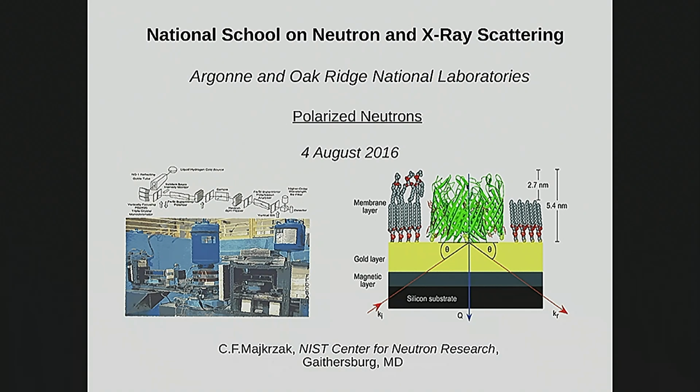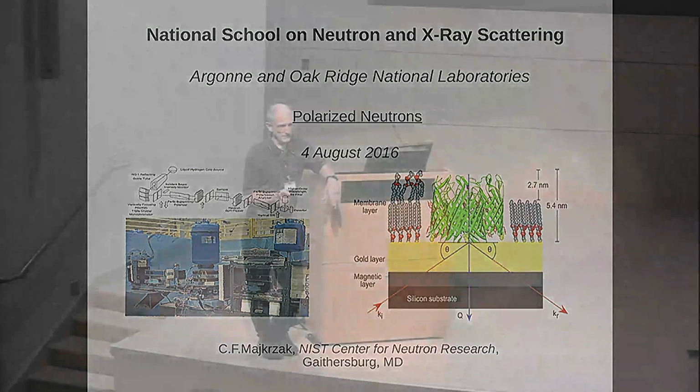This part of the lecture is entitled Polarized Neutrons, okay? So there's not much about X-ray magnetic X-ray scattering here. But in one of the appendices, there is some information about magnetic X-ray scattering and resonant X-ray scattering, if you're interested.